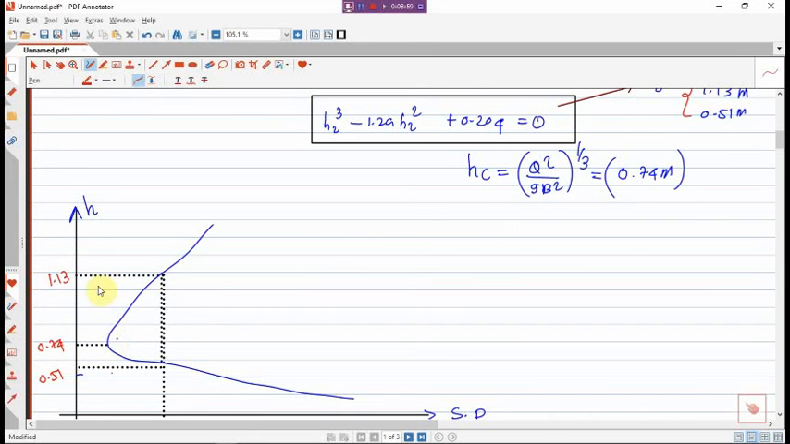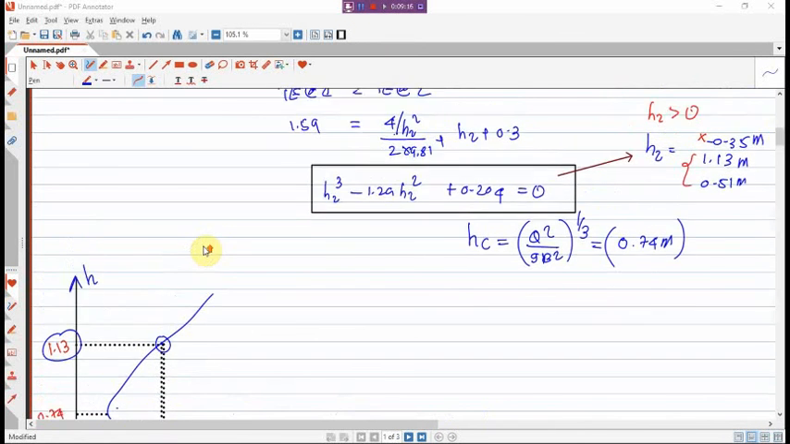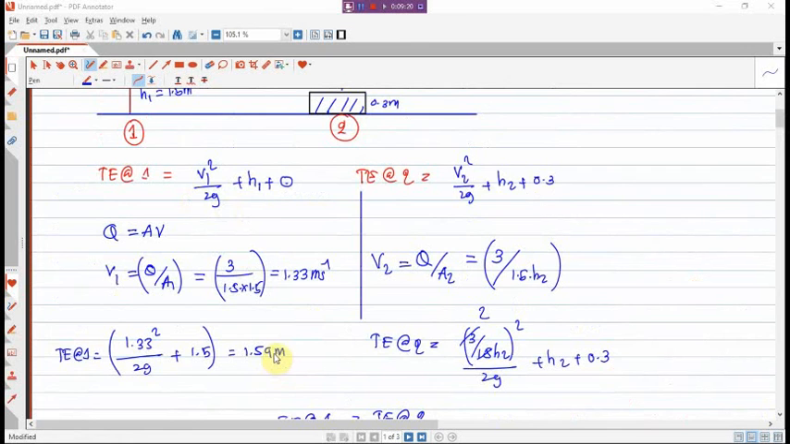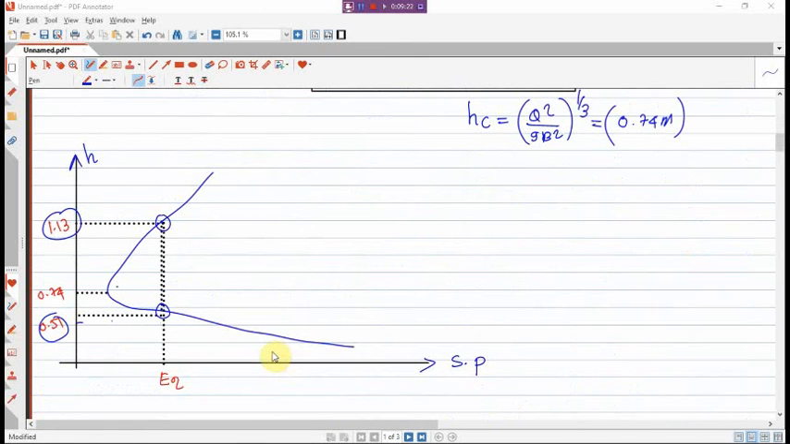So from these values, one should be the right one, this or this. We have to find which one is right. We already found the specific energy at point 1 is 1.59. So it should be here, something like here, right? This is 1.59 meter.